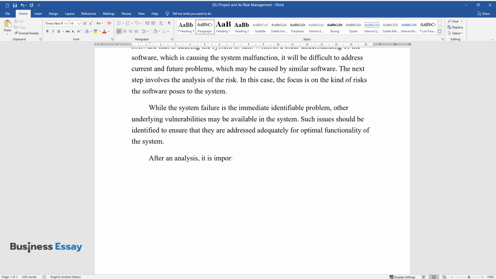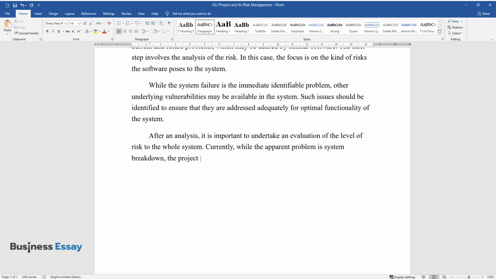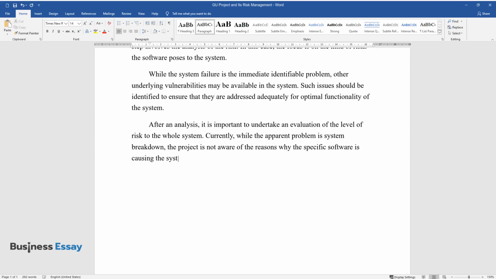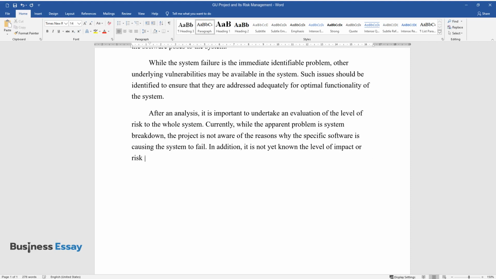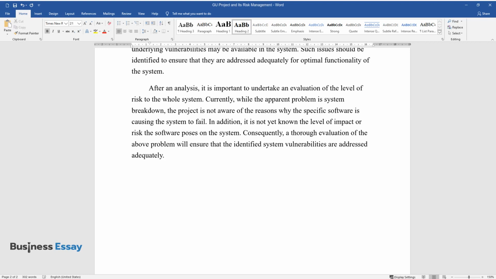After an analysis, it is important to undertake an evaluation of the level of risk to the whole system. Currently, while the apparent problem is system breakdown, the project is not aware of the reasons why the specific software is causing the system to fail. In addition, it is not yet known the level of impact or risk the software poses on the system. Consequently, a thorough evaluation of the above problem will ensure that the identified system vulnerabilities are addressed adequately.